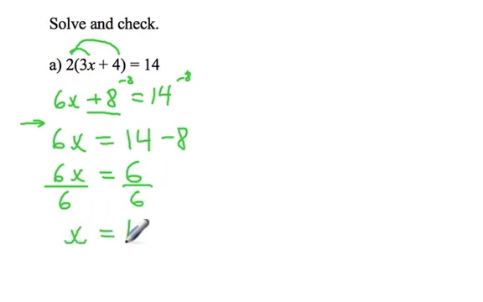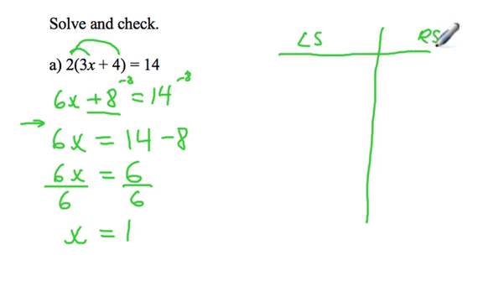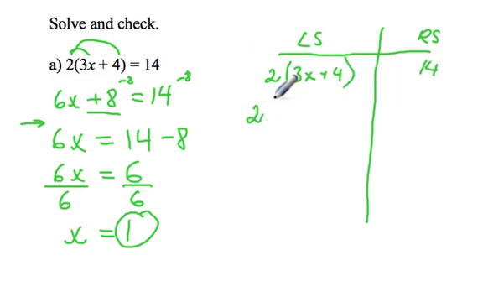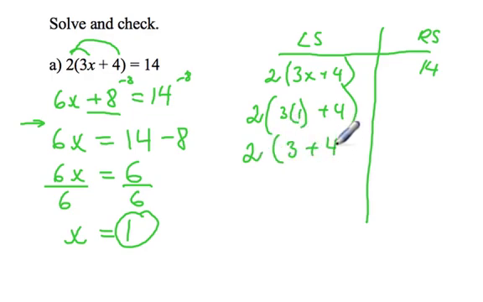X equals 1. Now we are going to check the solution, so whether the left side of the equation is the same as the right side with our solution x equals 1. So on the left side we have 2 times 3x plus 4, and on the right side we have 14. Now I'm going to substitute our solution. 3 times 1 plus 4, and 3 times 1 is 3. Now 3 plus 4 is 7, and 2 times 7 is 14. Left side equals right side, so we've solved correctly.